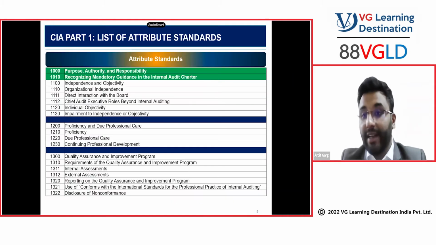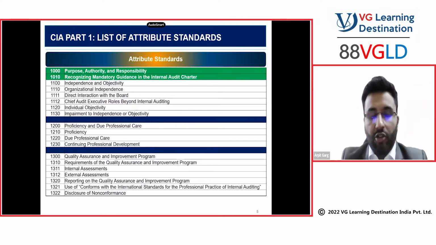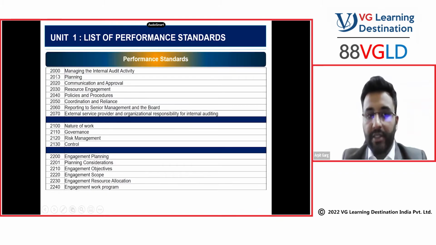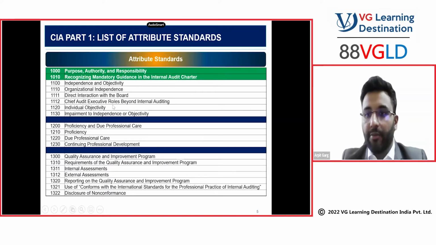So the total 19 attribute standards, folks, is basically listed on this slide. As I said, it starts with 1000 series, right? So we have 1000, 1010, 1200, 1300. So it's a 1000 series. Then we have performance standard, which starts with 2000 series. Okay. So now let's stick back on attribute standards.